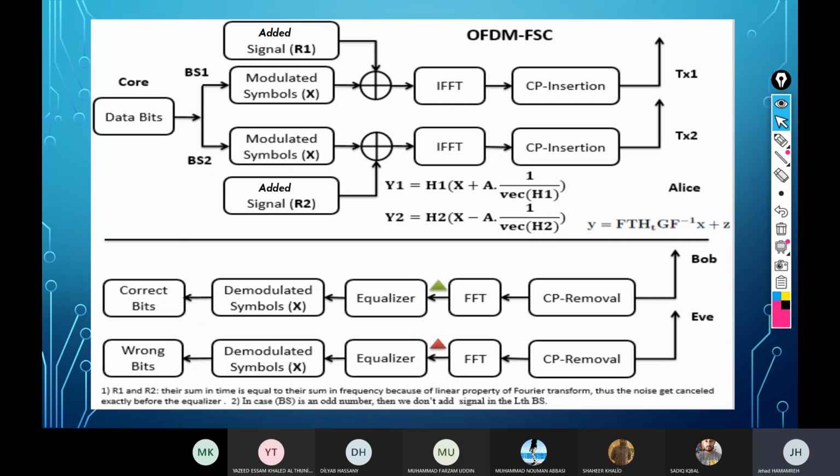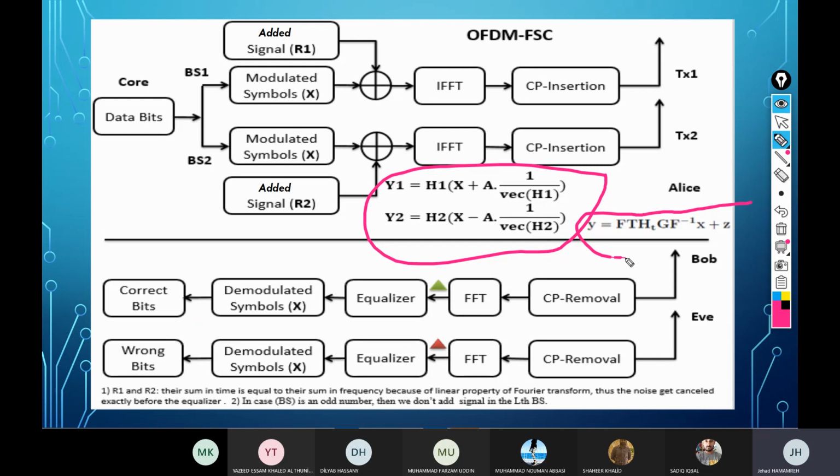So the transmitted signal, at the end of the day, you will get a signal like this, y equals the Fourier transform matrix multiplied by T, H, T, G, F inverse x. F inverse is the inverse. This is what you get in the frequency domain at Bob and Eve.